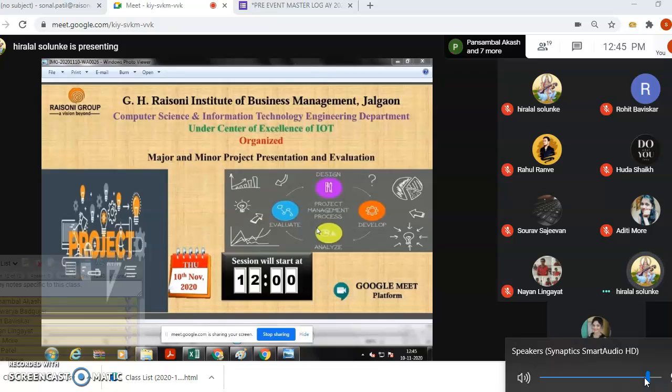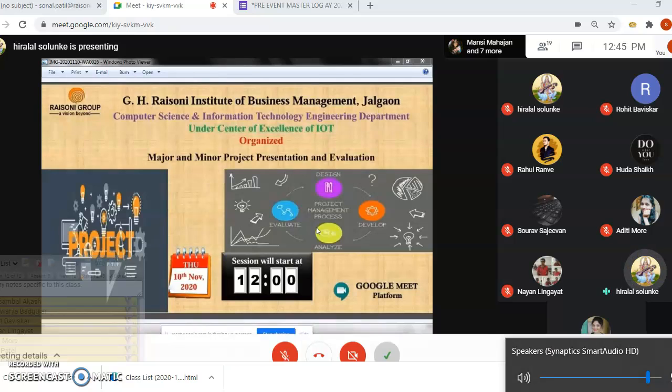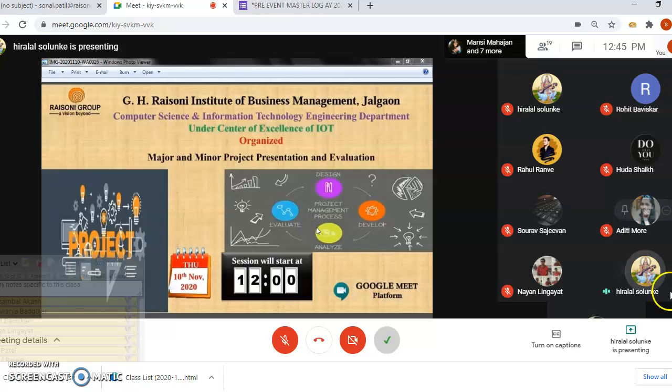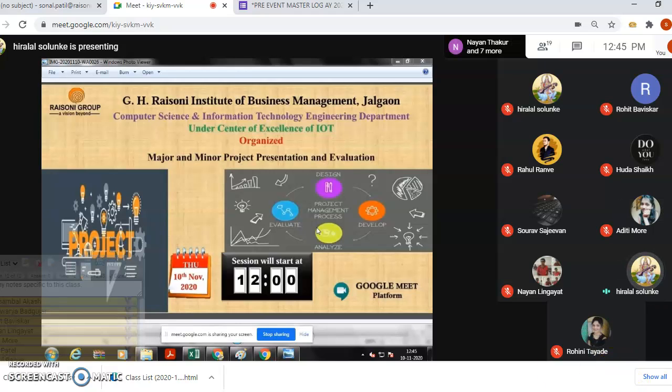So for the same we are having the auspicious presence of Mr. Ashwin Bangar, the CEO of Scriptlet Solution, Jalgaon, and we are also having the auspicious presence of our beloved HOD, Professor Sonal Patil ma'am. I welcome Ashwin Bangar sir and Professor Sonal Patil ma'am for this minor project presentation evaluation. Students, sir and ma'am will definitely give their suggestions, and this will be helpful to you for improvement of your minor project presentation.